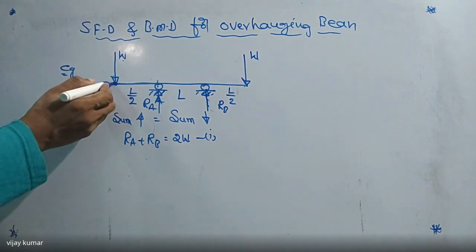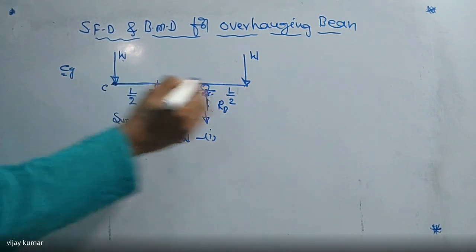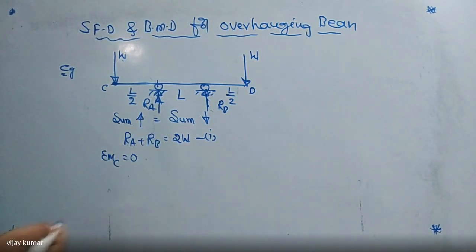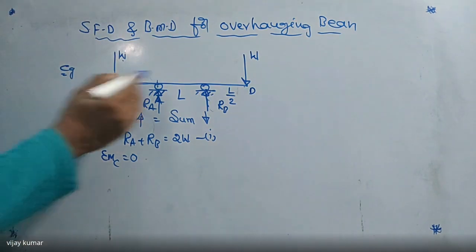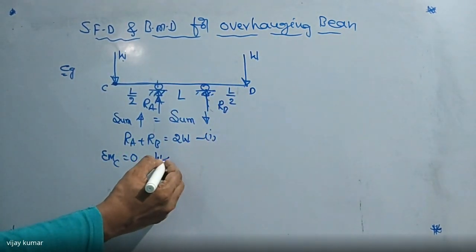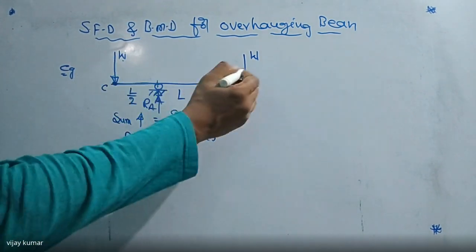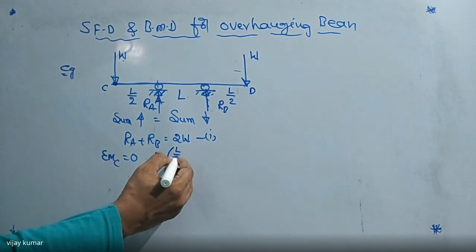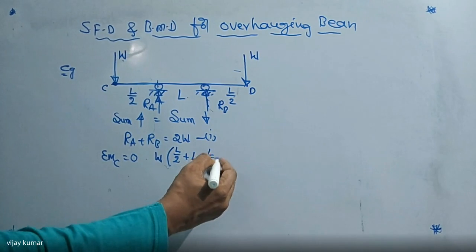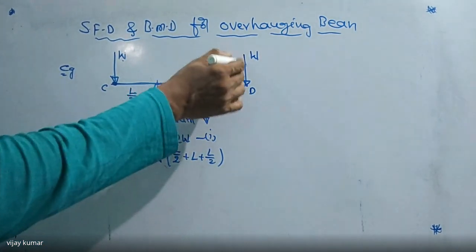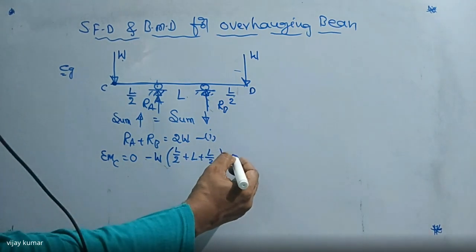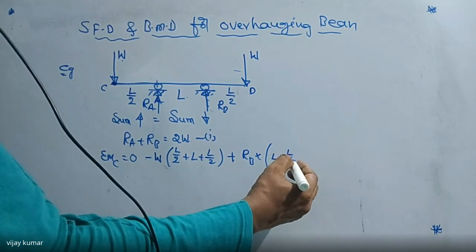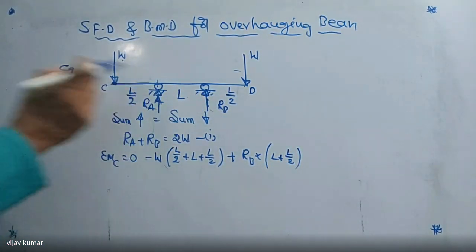So here I am taking the moment about this point, that is C. I am taking D here. Moment about C is equal to how much? 0. Now tell me how to calculate bending moment about C. This is the force W into the length. The total length is how much? L by 2 plus L plus L by 2. This is negative because this load is moving in downward direction. Plus RB into how much length? L plus L by 2.